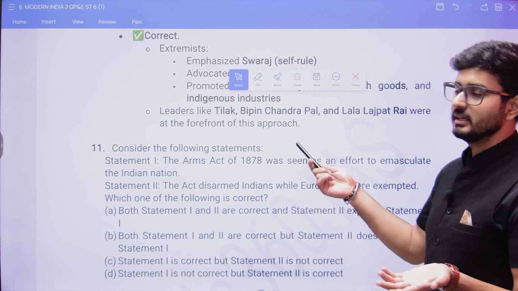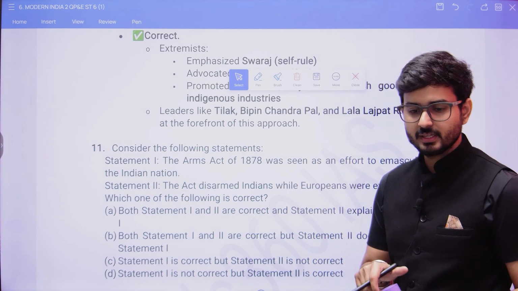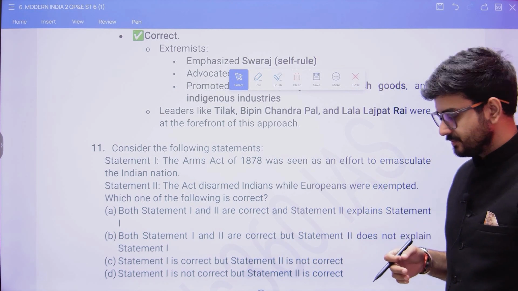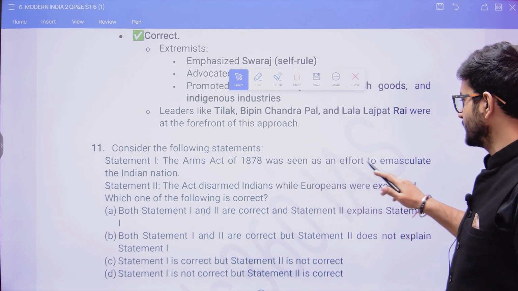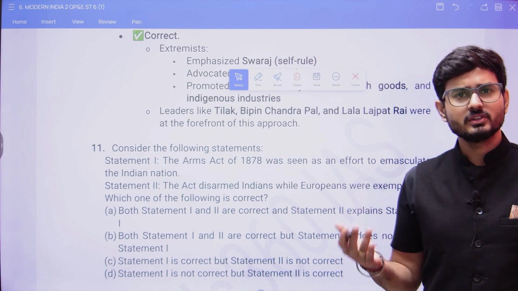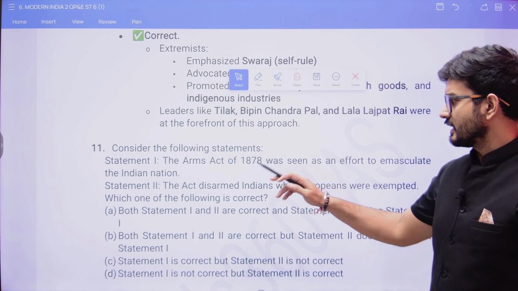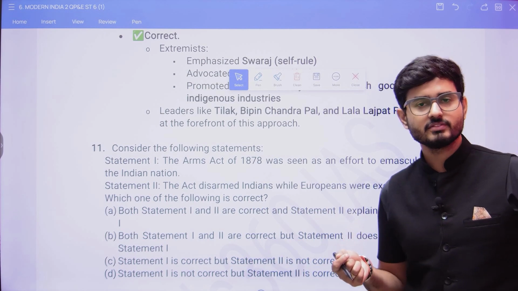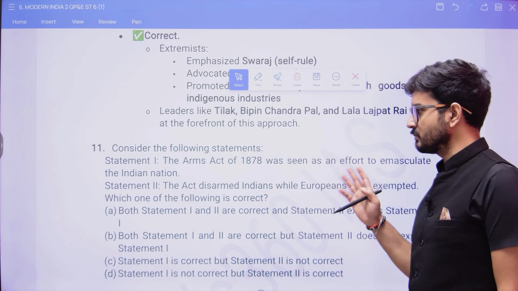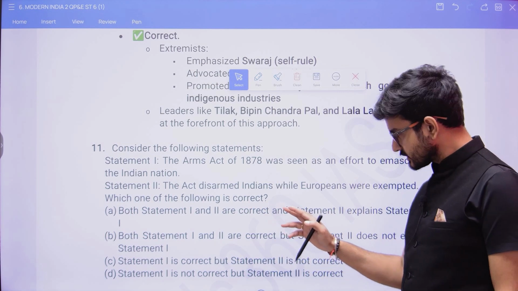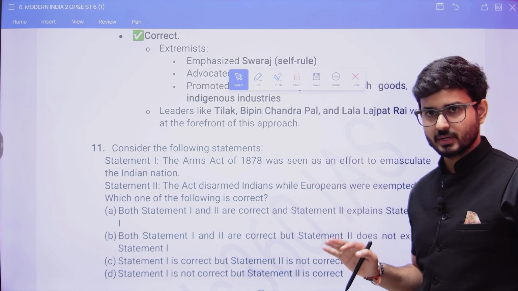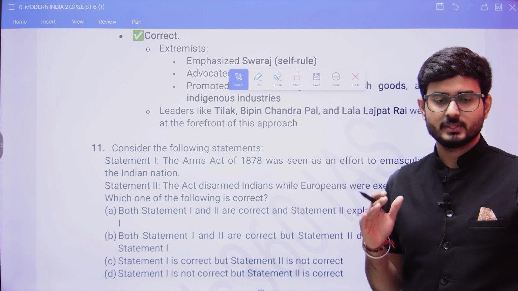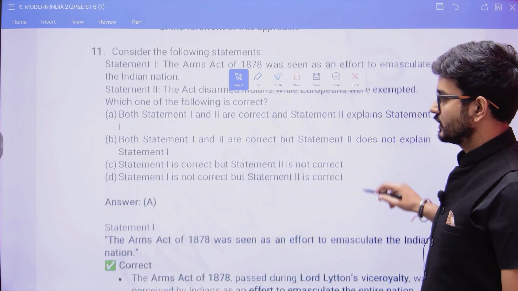Consider the following statements. The aspect is about the Arms Act. The Arms Act was seen as an effort to emasculate the Indian nation, that means to deteriorate the Indian nation and make Indians feel inferior. The act disarmed Indians while Europeans were exempted. The Arms Act took away the licenses of Indians holding arms, but it exempted the Britishers. So both statements are correct, and statement 2 explains statement 1. So the option here is A, because this is a factual question, already in the notes, and you just had to refer to it. So the 11th one is A.